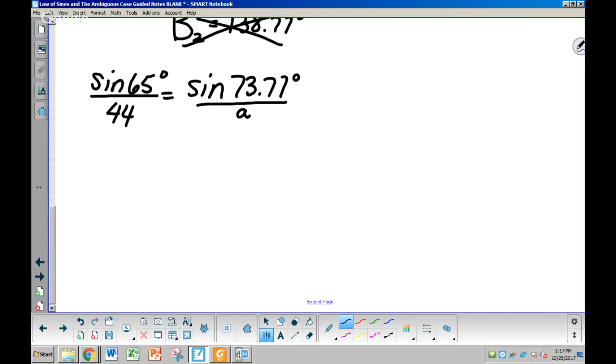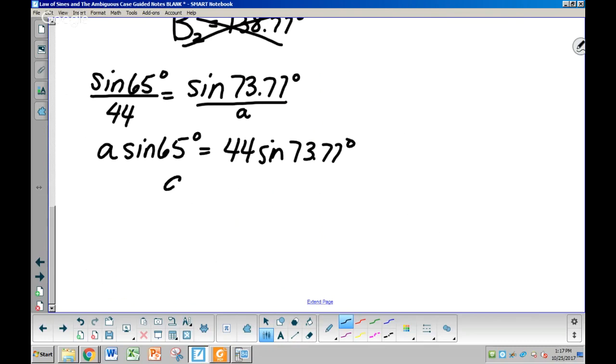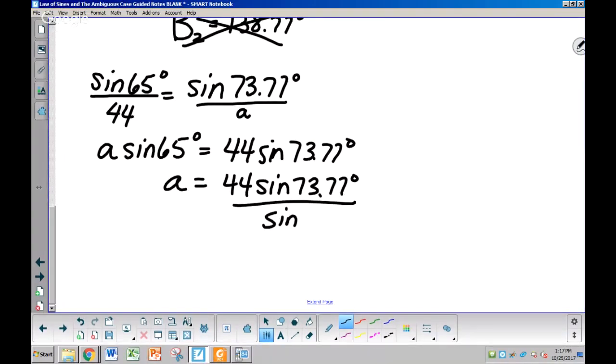Cross multiplying, we get little side A times the sine of 65 degrees equals 44 times the sine of 73.77 degrees. Little side A is equal to 44 times the sine of 73.77 degrees, all over sine of 65 degrees. So little a is 46.61.